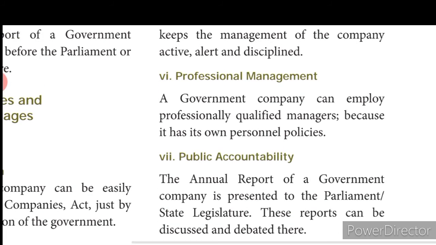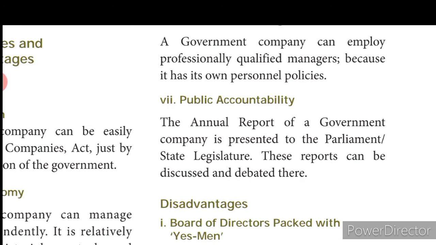Okay, professional management. A government company can employ professionally qualified managers, because it has its own personnel policies. So professional management is also there in a government company. The last one is public accountability. The annual report of a government company is presented to the parliament and state legislature, and these reports can be discussed and debated there.